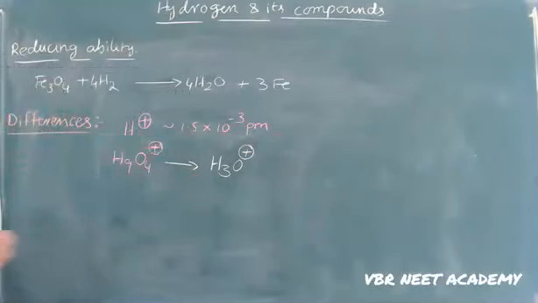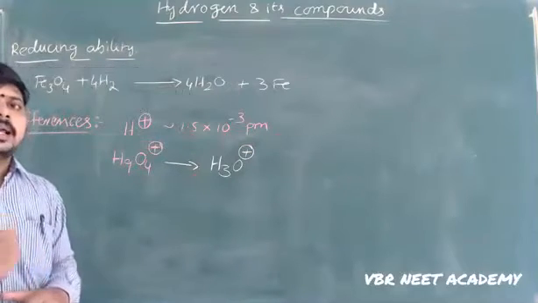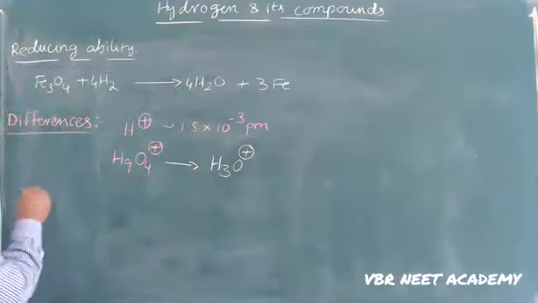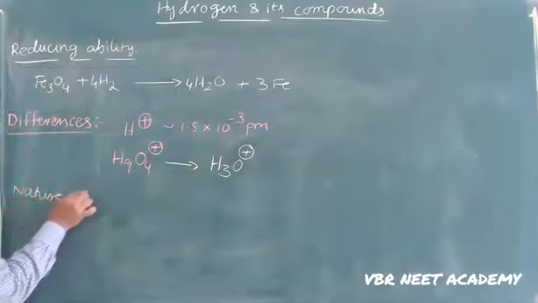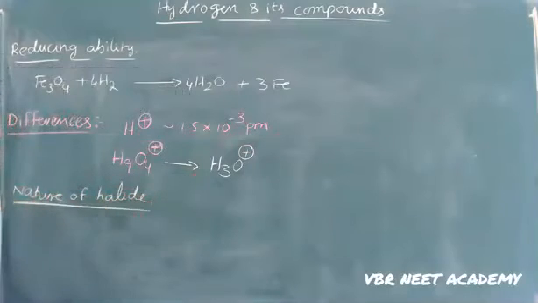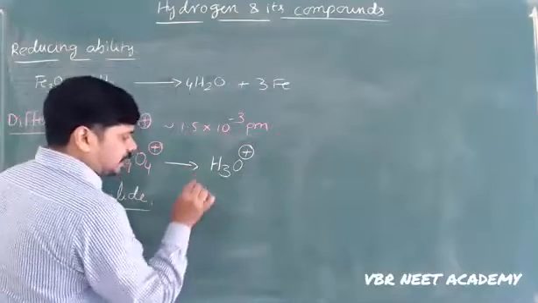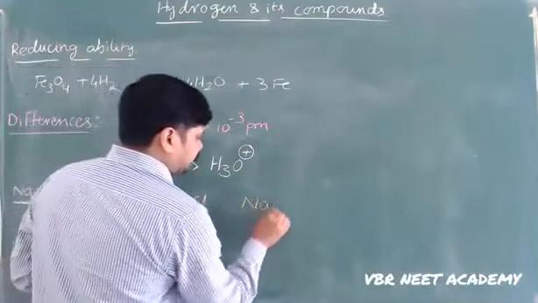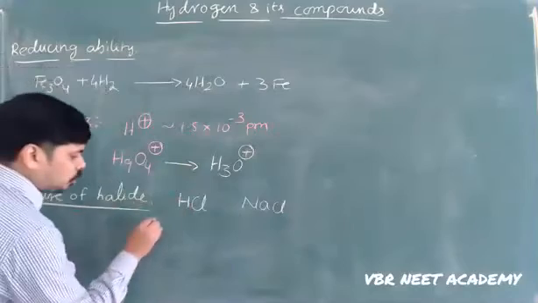The next difference with your alkali metal is the nature of halides. Say, for example, the next difference is the nature of halide. When we take the nature of halide, I will take HCl and NaCl. What is the nature of HCl? It's covalent.